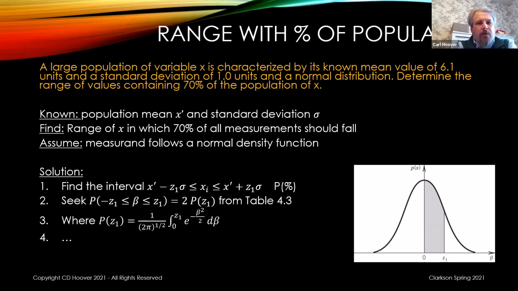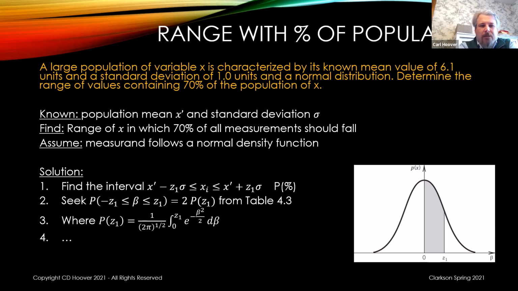Stated here, a large population of variable X is characterized by its known mean value of 6.1, standard deviation of 1.0 units, whatever those units are, and a normal distribution. Determine the range of values containing 70% of the population of X. So we have known mean and standard deviation, known normal distribution. Find the range of values for 70% of the data. So how are we going to do that?